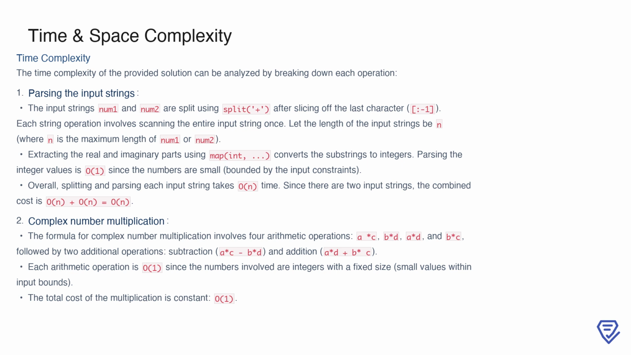Next, we perform the actual complex number multiplication. Using the formula, we compute 4 products and 2 additional operations, subtraction and addition. Each of these arithmetic operations is constant time, O(1), as we are working with fixed-size integers. Hence, the total cost of the multiplication is also O(1).